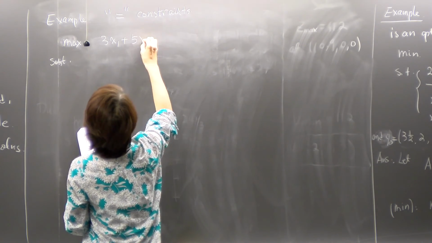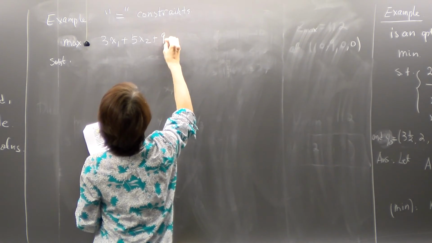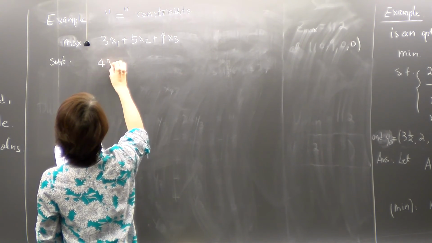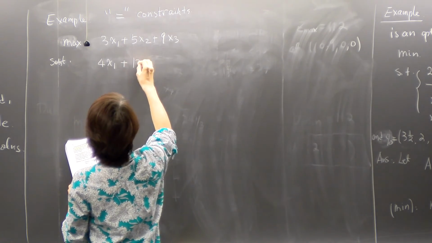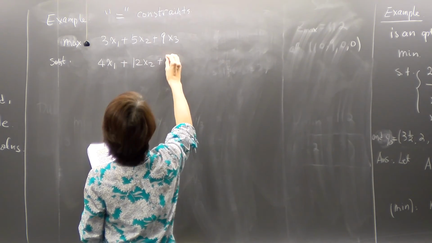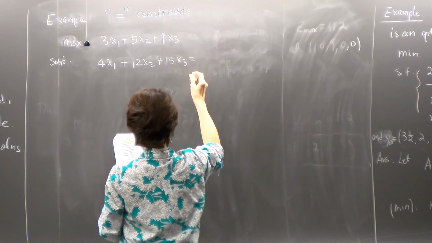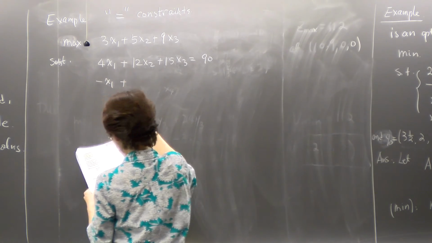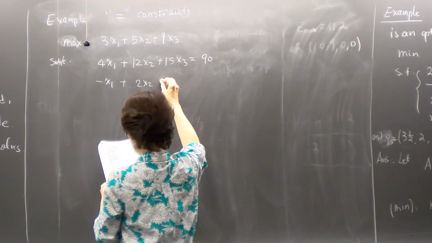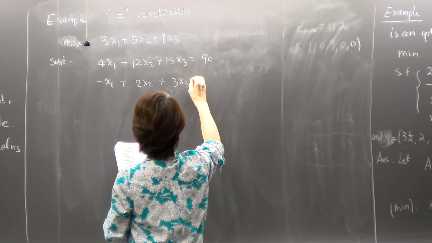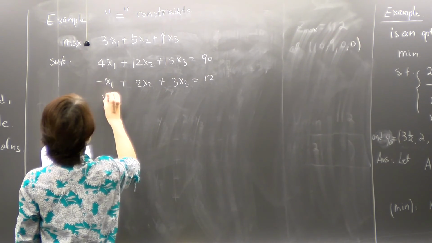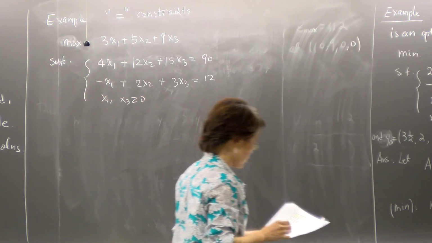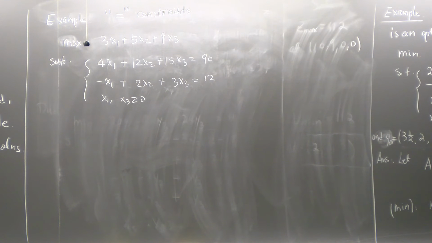3x1 plus 5x2 plus 9x3. Okay, let's put two equations for the constraint, not too big. 4x1 plus 12x2 plus 15x3 equal 90. Negative x1 plus 2x2 plus 3x3 equal 12. Okay, so two equal sign constraints.